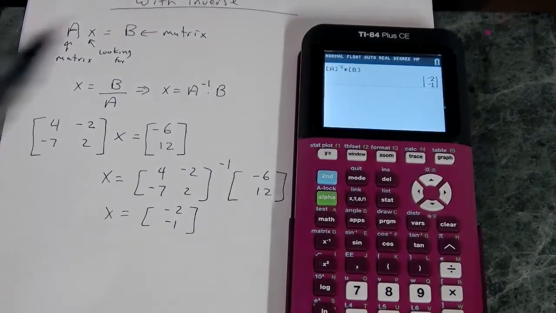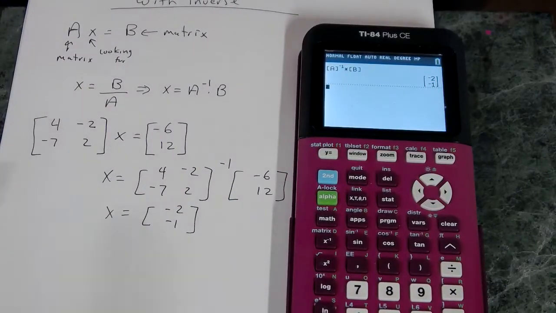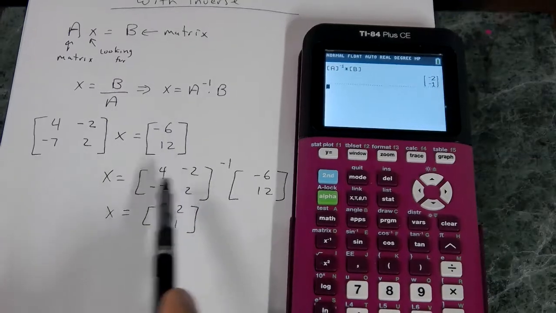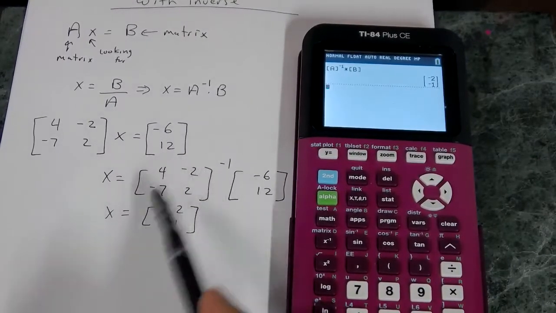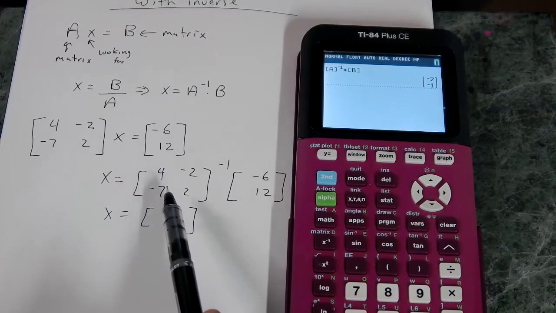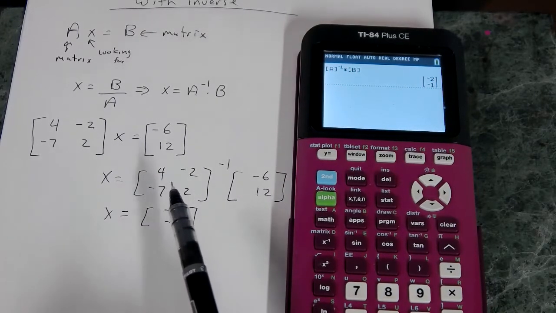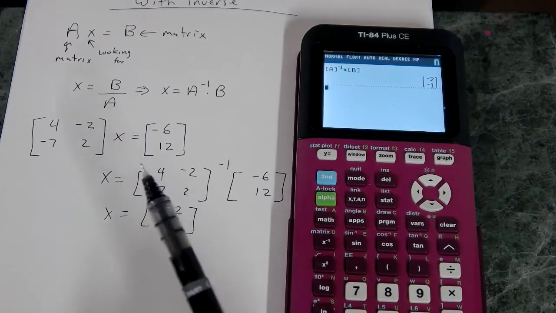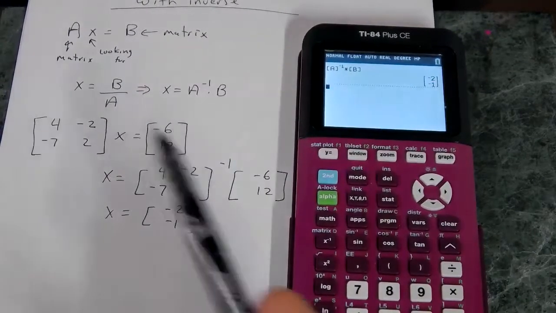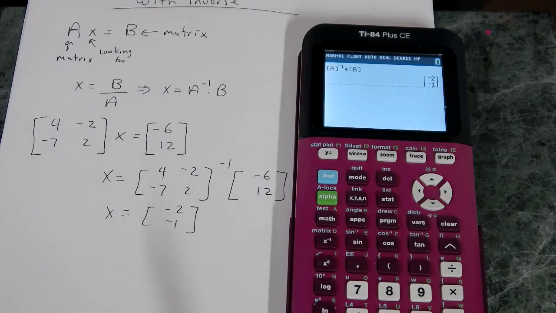If you don't have a graphing calculator, then you have to do the inverse of a 2 by 2, which we showed you: 1 over the determinant, flip these and minus those. And I don't think we're going to go into a 3 by 3 because we usually use the graphing calculator for this. So I just wanted to show you where the inverse comes into play.